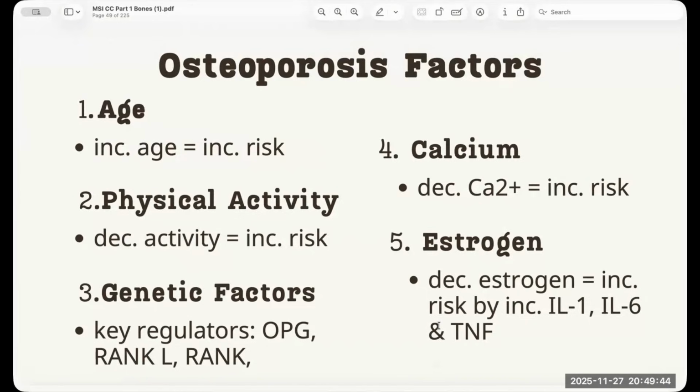That's why physical activity and doing weights in the gym and so on really does help in preventing osteoporosis. Lastly, there are also genetic factors, which mainly are the key regulators of OPG, RANKL, and RANK. This will be more discussed in the physiology lecture covered in another crash course. That's why I did not go into depth in here. But this is the gist of it for what you need to know regarding osteoporosis.